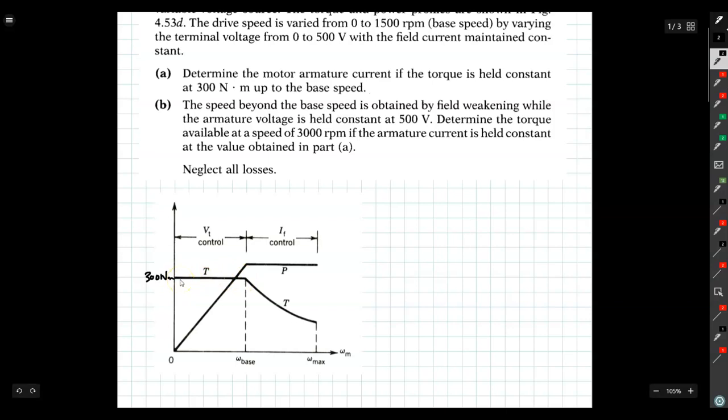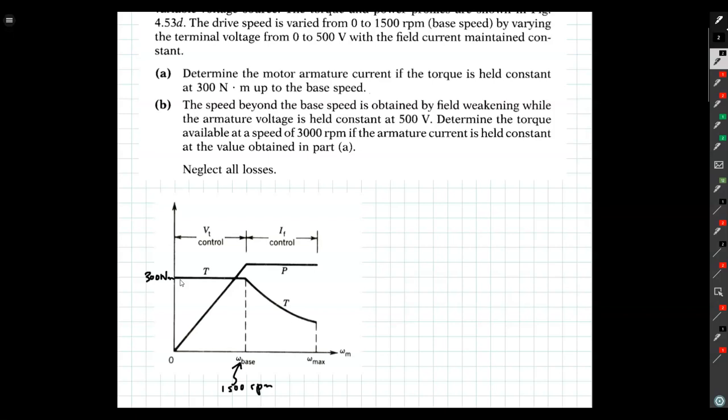And that base speed is 1500 RPM. Okay, so beyond that, the torque capability is reduced because from 1500 onwards, the field flux is weakened in order to increase the speed.